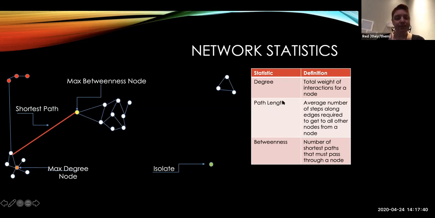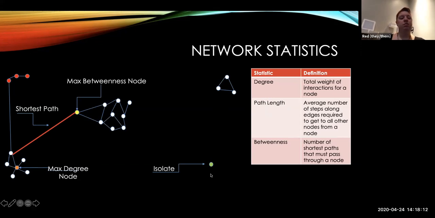Path length is another network statistic that I'd like to talk about, and that is the average number of steps along edges required to get to all the other nodes from a particular node. Now, the shortest path in our network is this one because of the highest weight. But the node with the largest path length in our network is this green one over here.